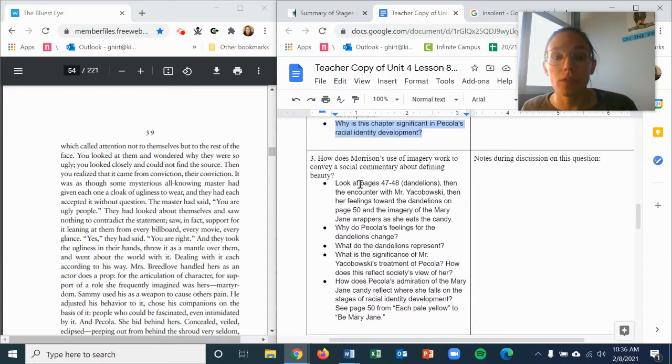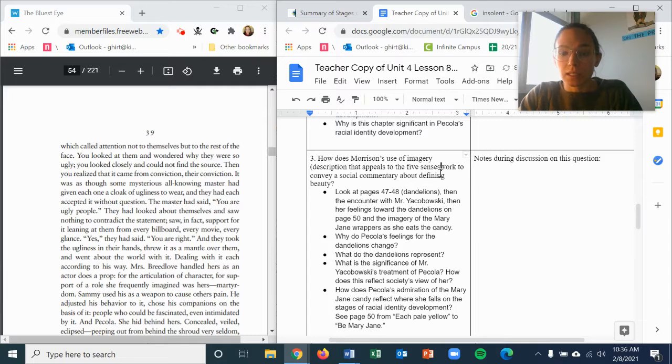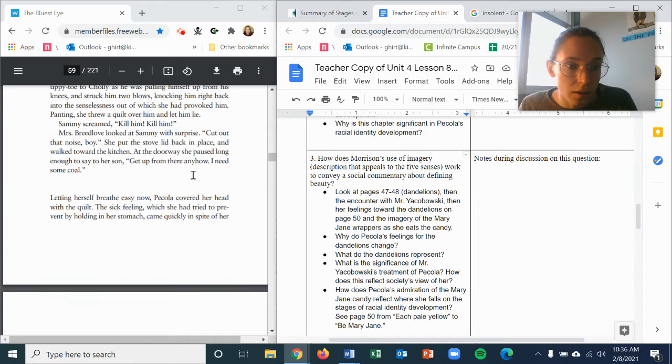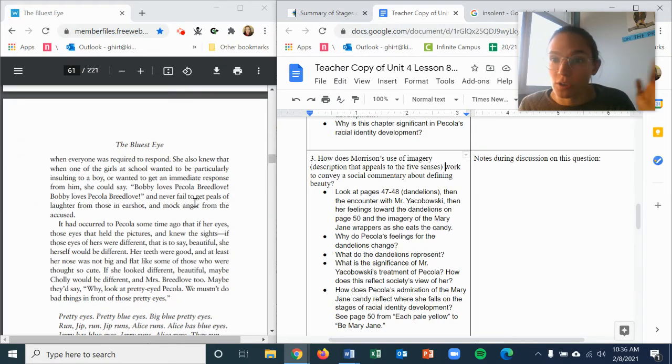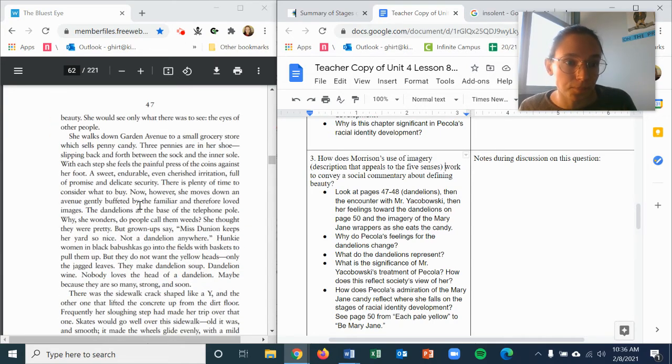Okay, question 3. How does Morrison's use of imagery work to convey a social commentary about defining beauty? Imagery is a description that appeals to the five senses. Primarily, we're looking at visual imagery in this chapter. So looking at pages 47 through 48, after the fight between Mr. and Mrs. Breedlove. Starting on page 47, we're looking at dandelions. She's looking at dandelions, right?